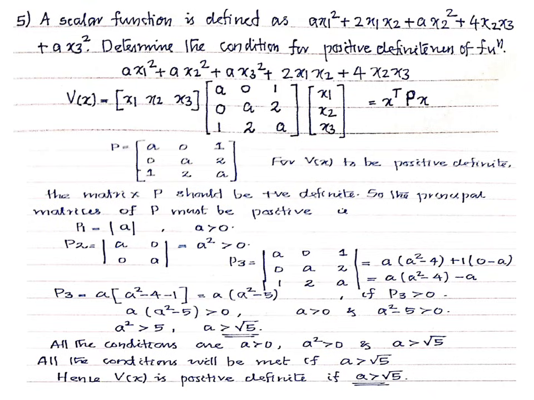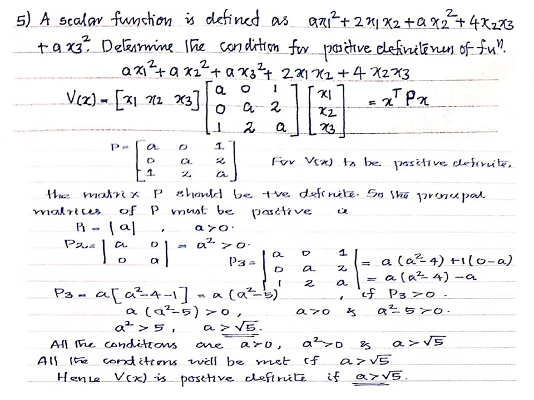Next question, given a function in terms of A, that is A x1 square plus 2 x1 x2 plus A x2 square plus 4 x2 x3 plus A x3 square, determine the condition for positive definiteness of the function. That means it is given that V of x, and we know that V of x is equal to x transpose Px. Then we have to write the matrix P. Shown the matrix P, the condition for positive definiteness of the function means P is a positive definite function. So the principal minors of P must be positive.